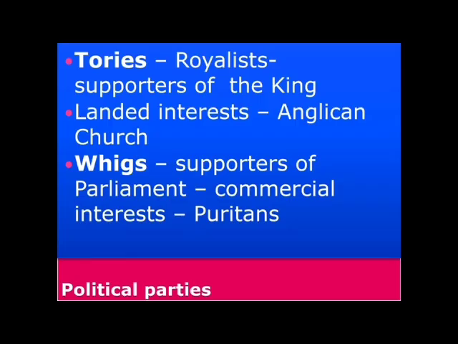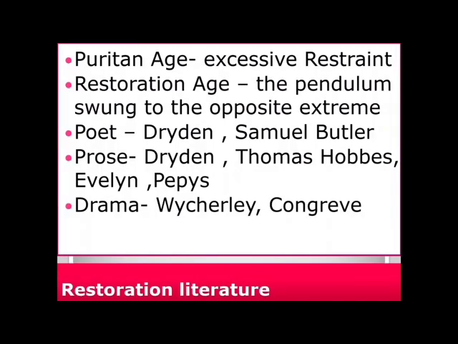During the Restoration, there were two political parties. One is Tory, and another one is Whig. Tories are otherwise known as Royalists. They are the supporters of the king. Their interest is in land, and they belong to the Anglican Church. The next political party is the Whigs. They are the supporters of Parliament. Their interest is in commercial things, and they belong to the Puritan Church.